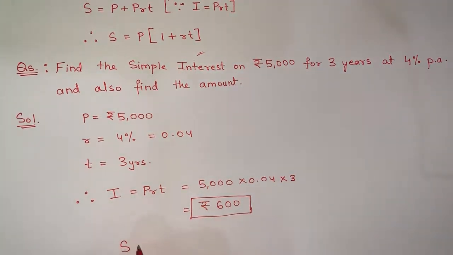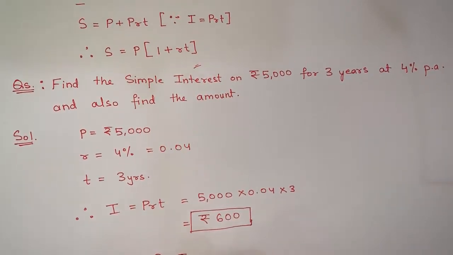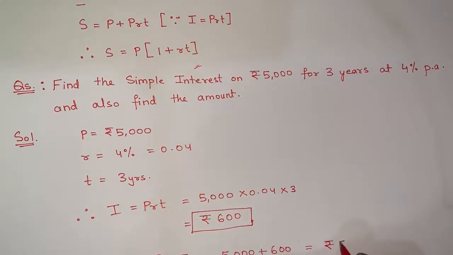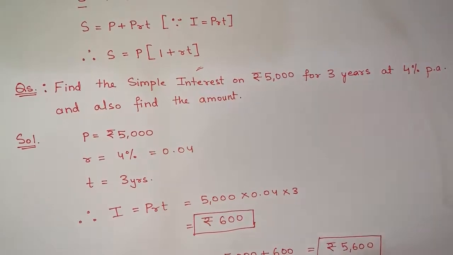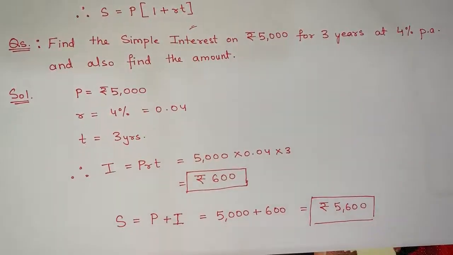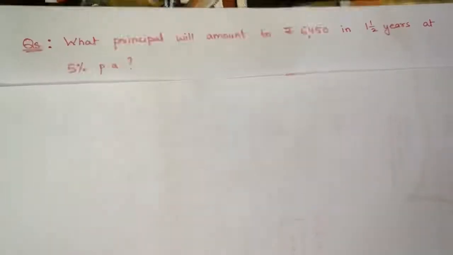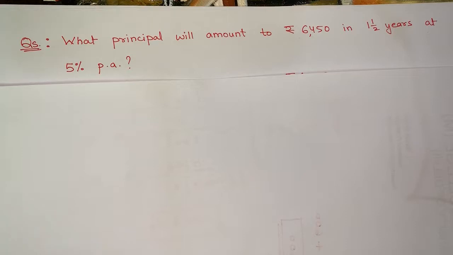And amount, next is amount. Amount is equals to principal plus interest, which is equals to 5,000 is the principal and interest is 600, which makes it to rupees 5,600. Now we will solve one more question of simple interest and then we will move ahead.